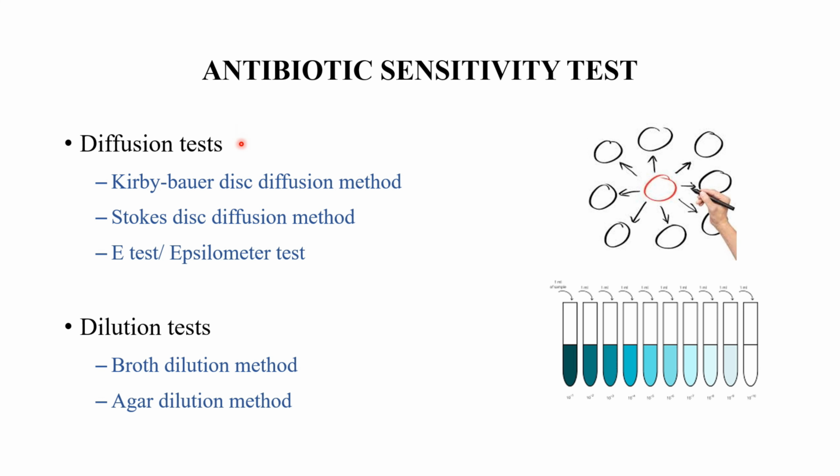In the diffusion test, the principle is based upon the diffusion of antibiotics into the medium. Diffusion means the movement of a substance from high concentration to low concentration. The dilution test is based upon the dilution of the antibiotic, that means a serial dilution of the antibiotic is taken. To that we add the test organism, and the MIC is calculated in the dilution test method.